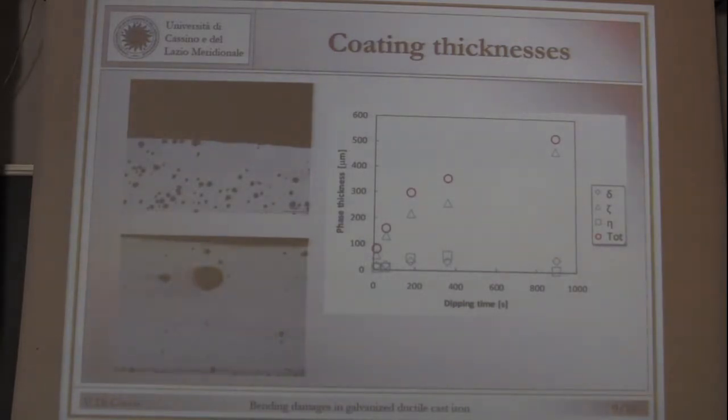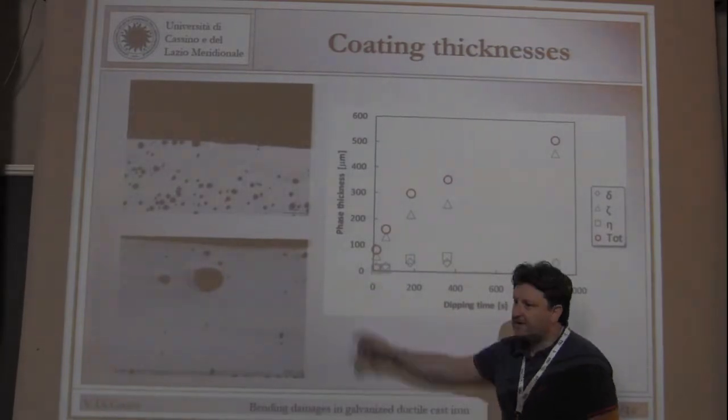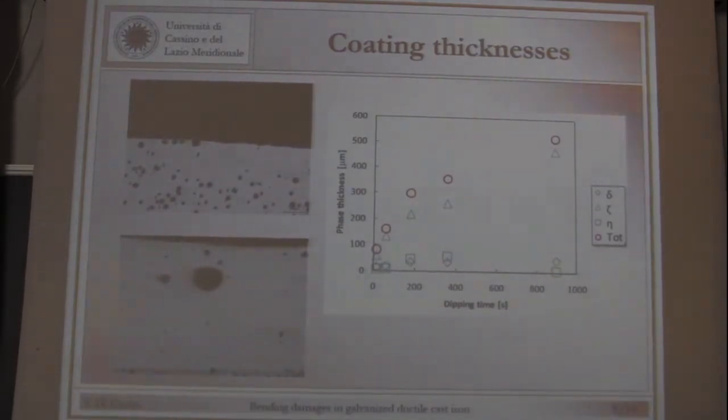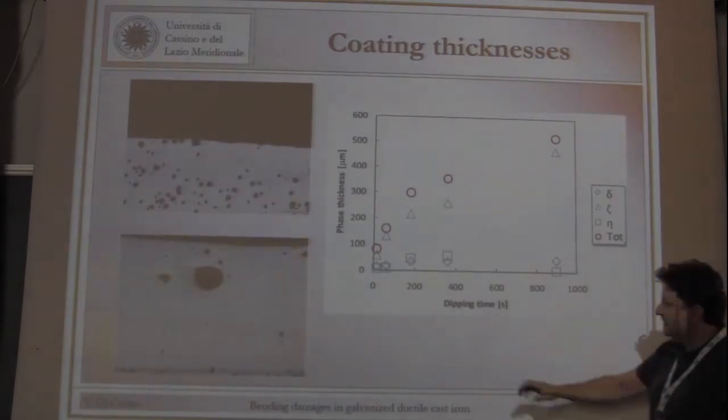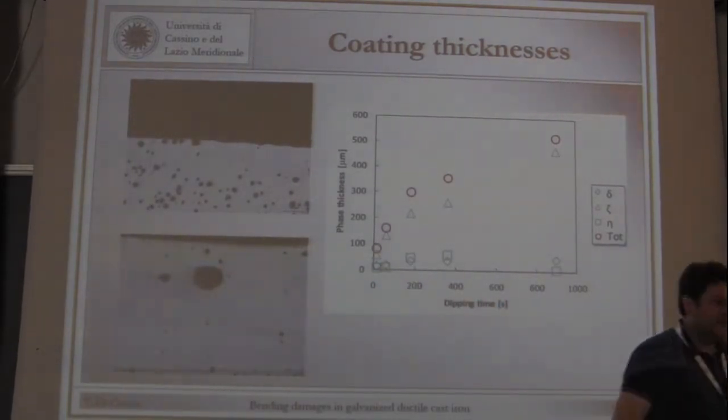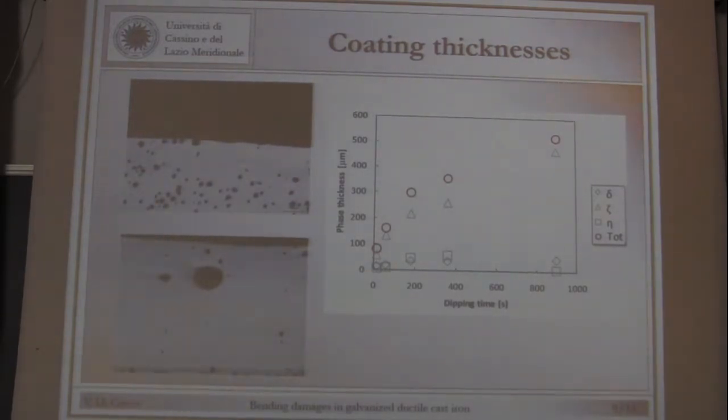Considering the thicknesses in the metallic phase, we can see the values reported in this picture. For low time, this is about 15 seconds. It's a very, very quick process. The dimension of the coating is very high. It's on the order of 100 micrometers. This value is obtained in traditional steels for very, very long dipping times, about half an hour. We have the same results for 15 seconds. This is due to the high presence of silicon.